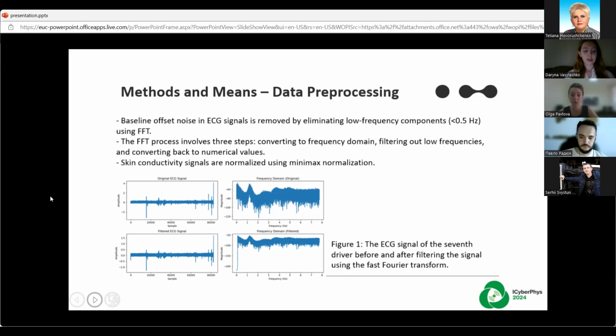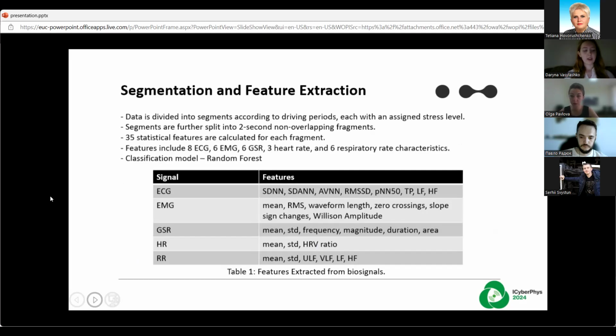Additionally, skin conductivity signals are normalized using min-max normalization, while other biomarkers like EMG, heart rate, and respiratory rate require no extra preprocessing. Then the data is segmented based on driving periods, each linked to a specific stress level marked by signals. These segments are further divided into 2-second non-overlapping fragments. For each fragment, 35 statistics are calculated for model training. This includes 8 EKG features, 6 EMG features, 6 GSR features, 3 heart rate characteristics, and 6 respiratory rate features. Now you can see them on the screen under Table 1.